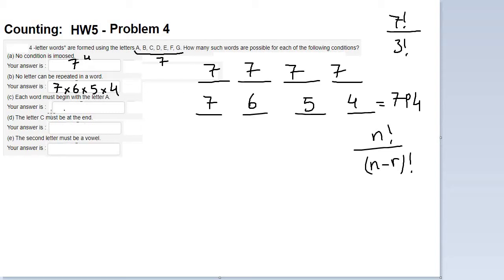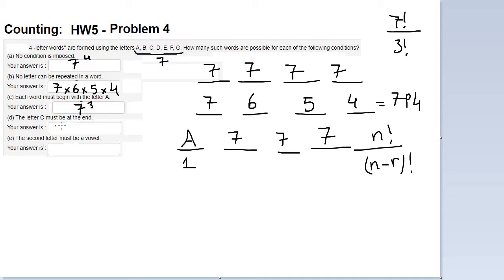Part C is asking each word must begin with letter A. So again we have a coordinate of 4 and each word has to start with A. So A is here and we were not given any other restriction, and we have 7 options here, 7 options here, 7 options here, and we have only 1 option here. So 1 times 7 to the 3rd.